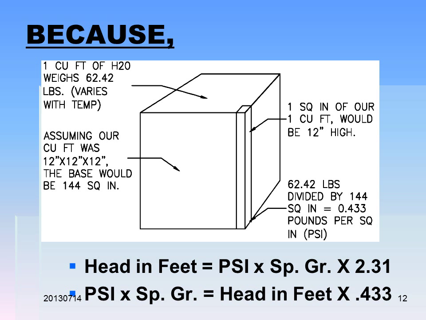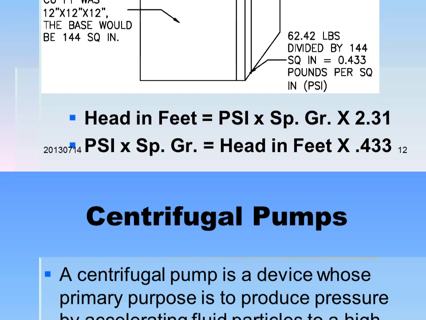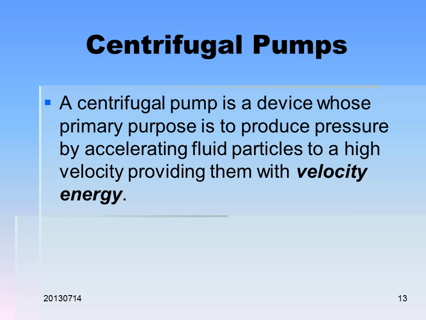So head in feet equals PSI times 2.31, or the inverse is PSI times specific gravity equals head in feet times 0.433. So try to remember that. And these are at normal atmospheric temperatures.